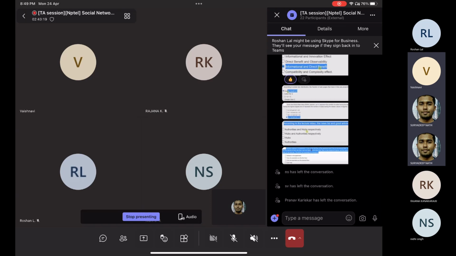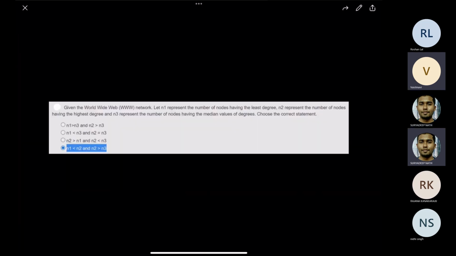So in the previous question, can we say that N1 is equal to N3? No, N1 and N3 you can't say. Sorry, N1 is equal to N2.